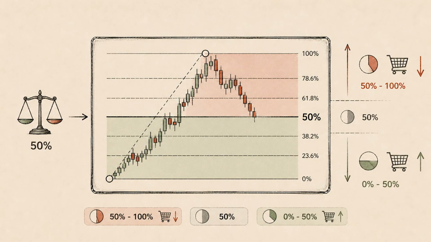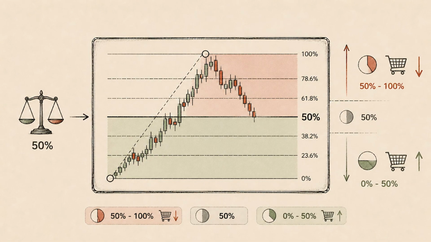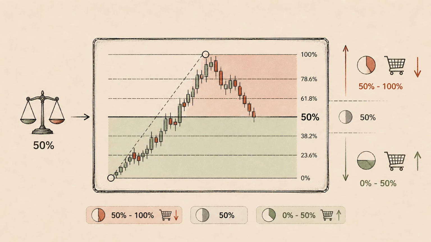Everything above this level belongs to the premium zone, the area where the asset is relatively expensive, and selling makes more sense. Everything below belongs to the discount zone, the area where the asset is relatively cheap, and buying makes more sense. Buying at a premium or selling at a discount means working against market logic. What does this usually lead to? Lower percentage of successful trades, less favorable risk-to-reward ratio.